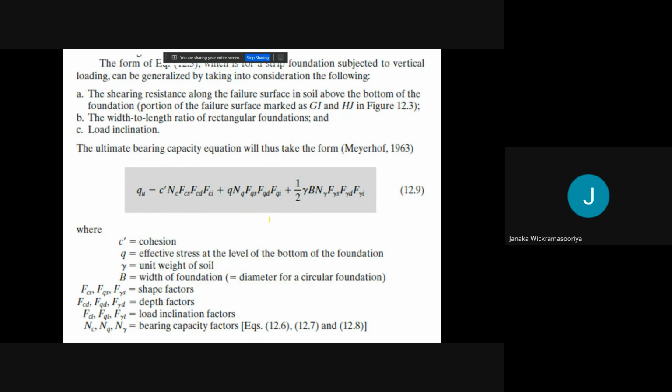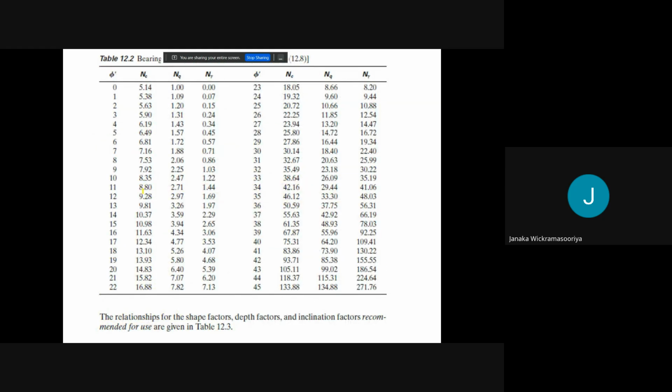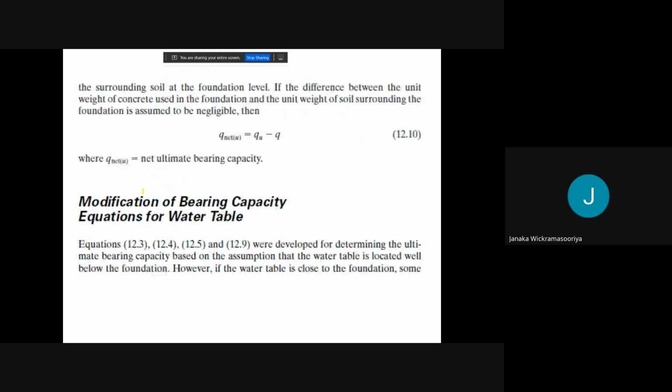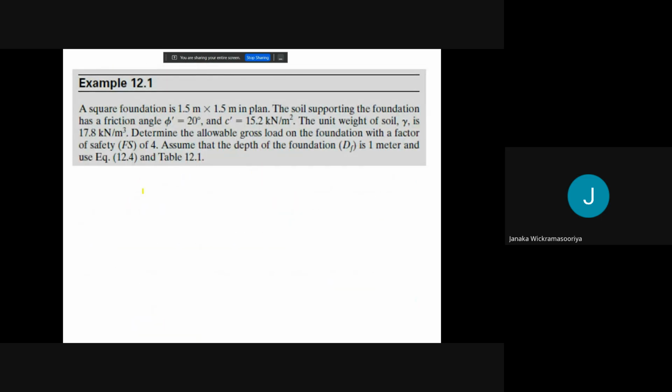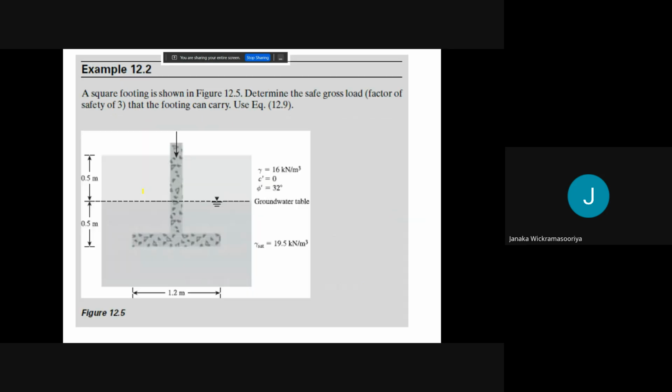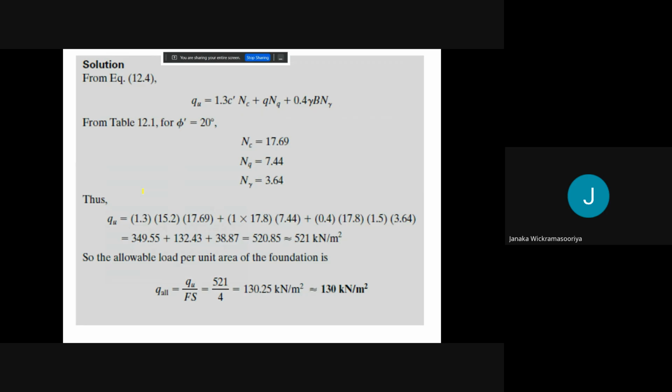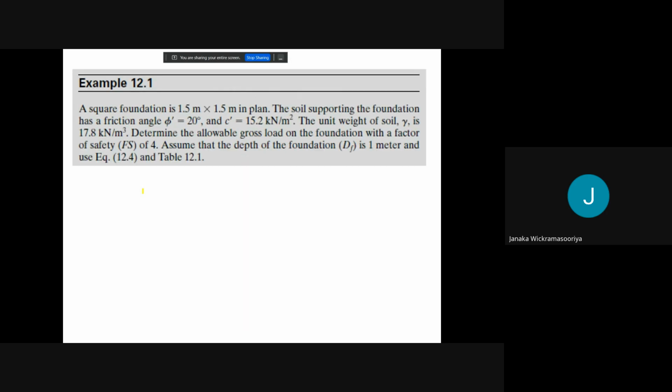That is Terzaghi's method, and this equation is by Meyerhof, which has a different set of parameters, a larger number of them, to determine the ultimate bearing capacity. But first, we will do an example on Terzaghi's method. This would be the example.